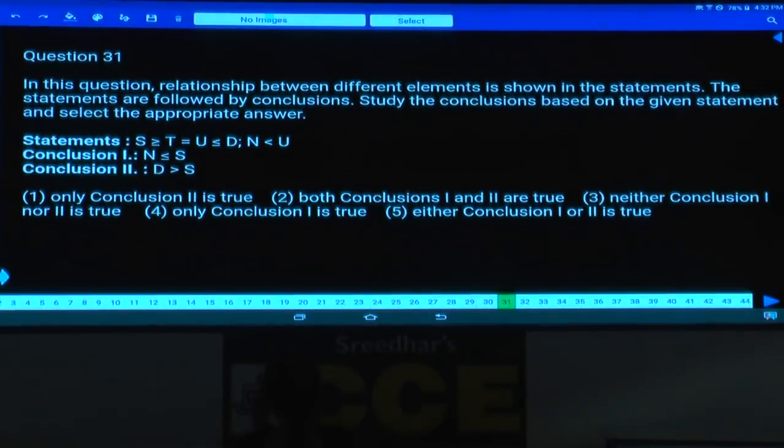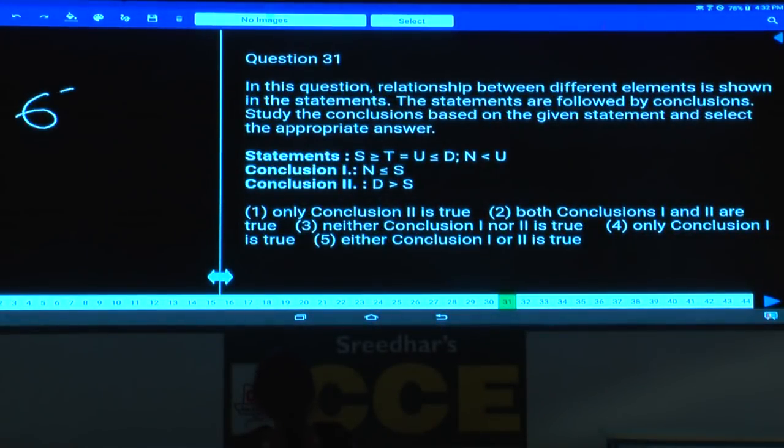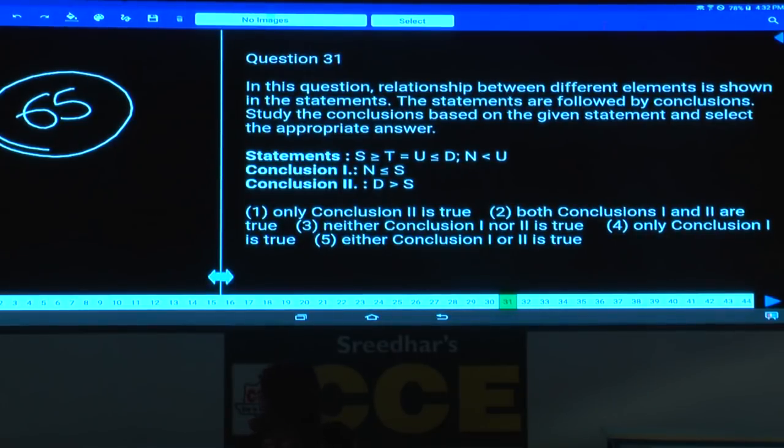Question number 31 to 35. Paper number 65. Now question number 31 to 35, these 5 questions are based on coded inequalities, isn't it? Yes. Now the relation between n and s. S, what is the relation between n and s? Tell me here.